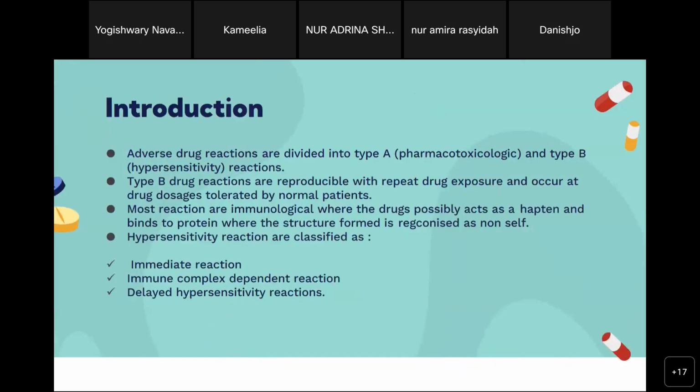Okay, so as for introduction, as we know, there are certain types of drugs that people might be allergic to, and that is why it is important for us to ask about drug allergy during HPI, during history taking. These drugs can cause adverse effect reactions, which can further be divided into two types: type A, being pharmacotoxicological, and type B, being hypersensitivity. Most of the drugs would manifest with type B reaction or hypersensitivity.